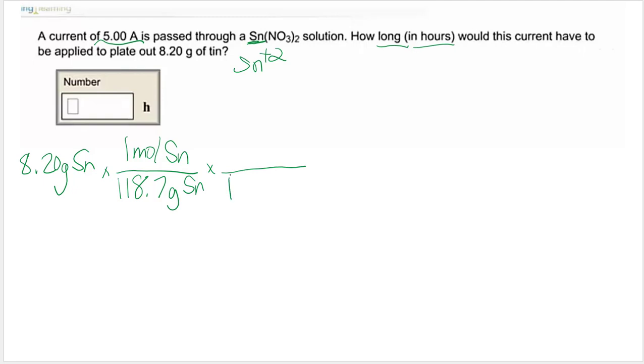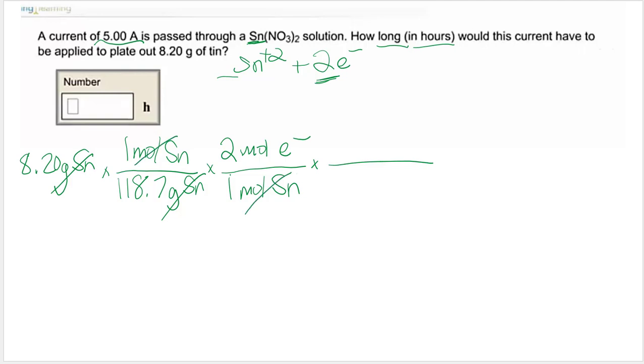And for 1 mole of tin, again, we're working backwards here. We want to look at how many electrons it takes. If we've got Sn +2, it takes 2 electrons. 2 electrons for every 1 mole of tin. Okay, what's next? Now I got to get rid of electrons. So we're going to use the opposite of Faraday's law. So for 1 mole of electron, we're going to have 96,425 coulombs. Okay, that gets rid of my moles of electrons.